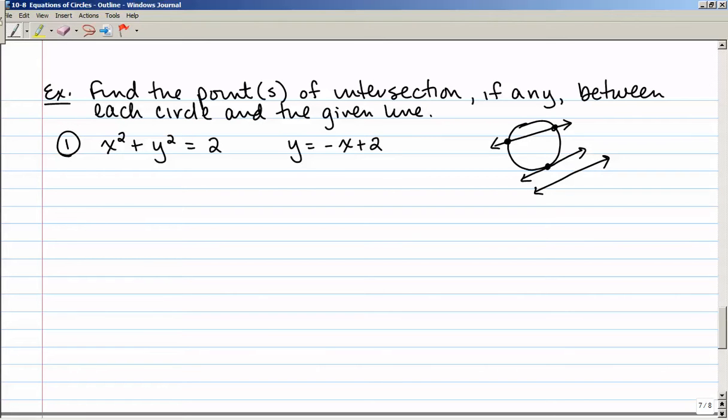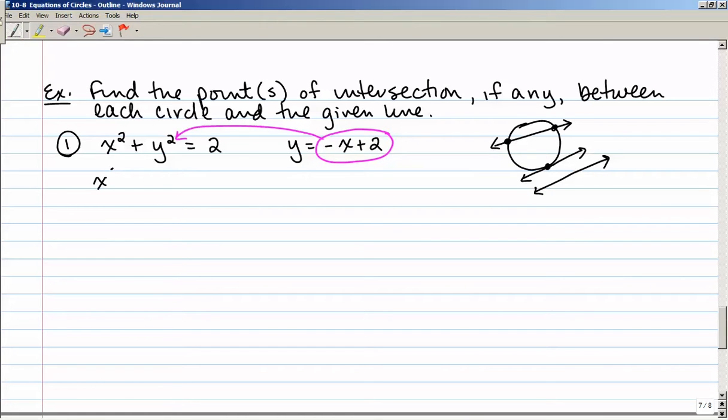To do this, we're going to use substitution. So I have x squared plus y squared equals 2. That's my circle. And then I have y equals negative x plus 2. That's my line. Since y is equal to negative x plus 2, I'm going to substitute that into the first equation for y.